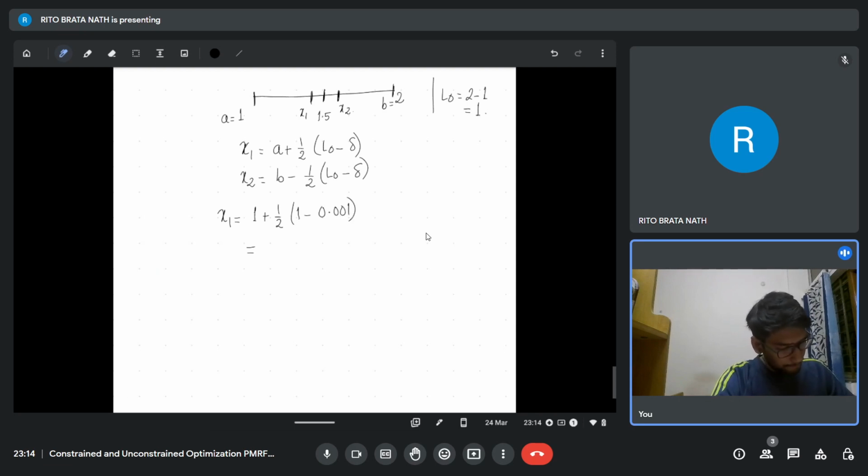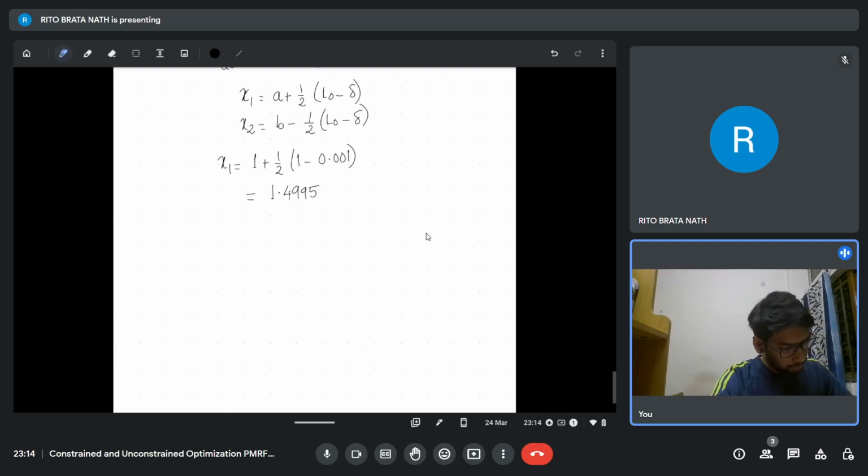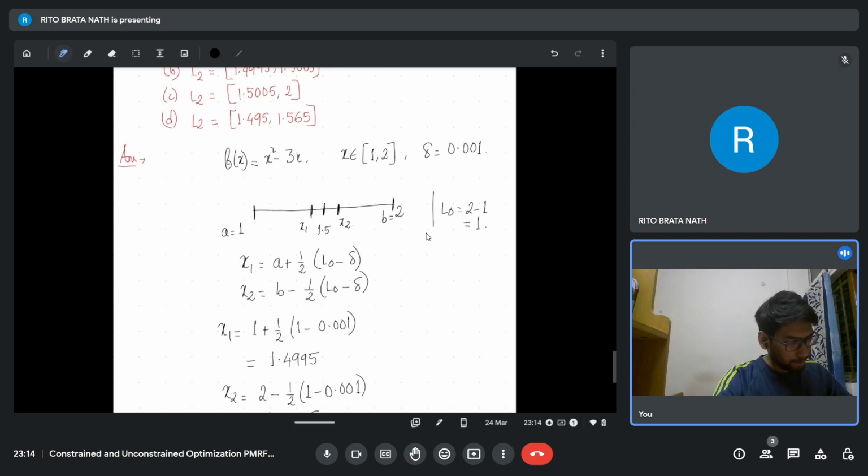So it's 1.4995. Okay, x2, it's 2 minus half 1 minus 0.001. So it's 1.5005. Now let's do function evaluations at this point, x1 and x2, as well as at a and b.